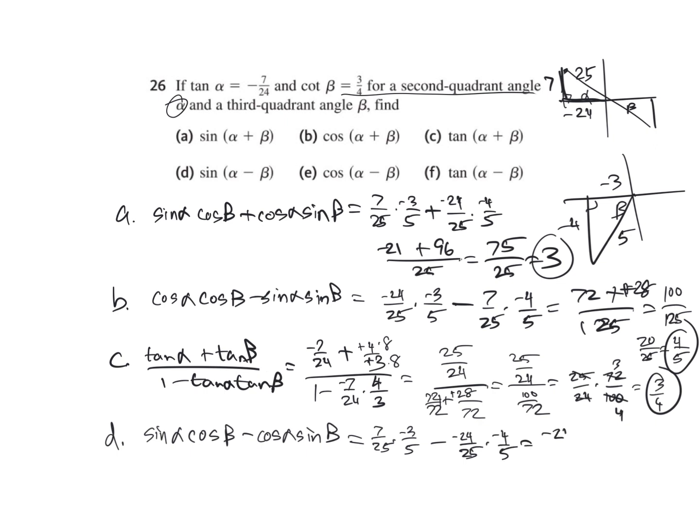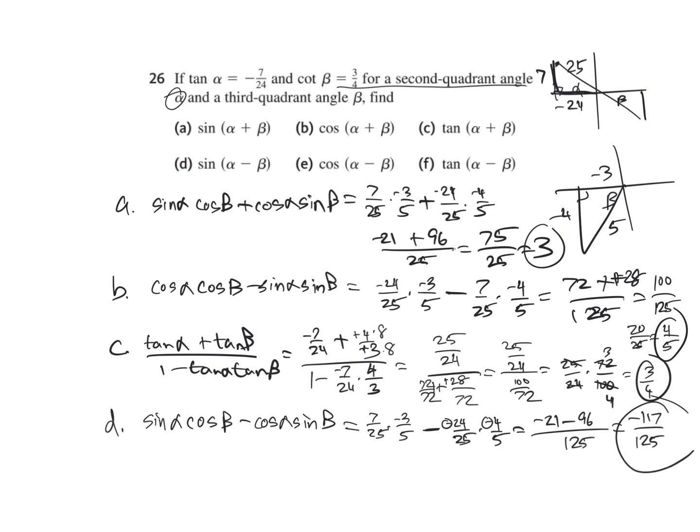So negative 21 minus, negative times a negative is positive, but you still have the minus sign there. 24 times 4 is 80, that's 96. And it's all over 125. So that is negative 21 minus 96, or 21 and 96, is negative 117 over 125. All right, and then E, move this up just a little bit.